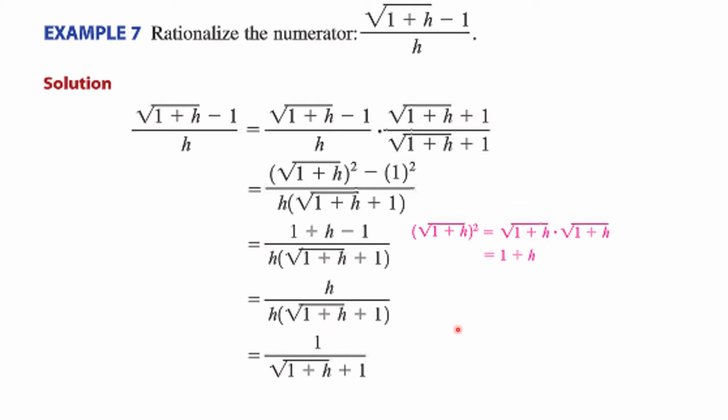This time you're multiplying by 1 in this form: the square root of 1 plus h plus 1 over the square root of h plus 1. We simplify the numerator, canceling out the 1's and minus 1's. And then we cancel the h's, and this is our final answer.